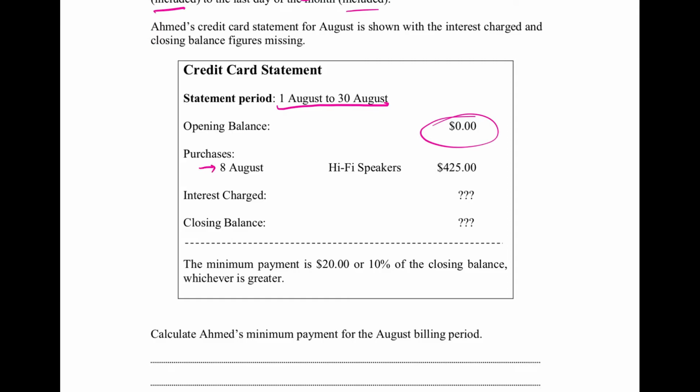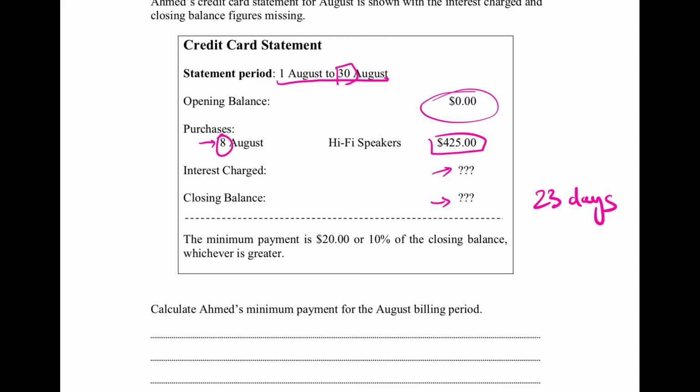He made a purchase on the 8th of August. So that means the 8th must be included and the 30th is included, which leaves me with 23 days. So I'm looking at 23 days here, and he purchased something for $425. I want to determine the interest and the closing balance. That's what the question is asking for. Oh no, the parts are missing. The question is calculate his minimum payment, okay, for the month of August. So we've got the minimum payment is $20 or 10% of the closing balance, whichever is greater. So we're going to have to find out what his closing balance is. So regardless, we do have to determine these ones here. Find those out and find 10% of that.